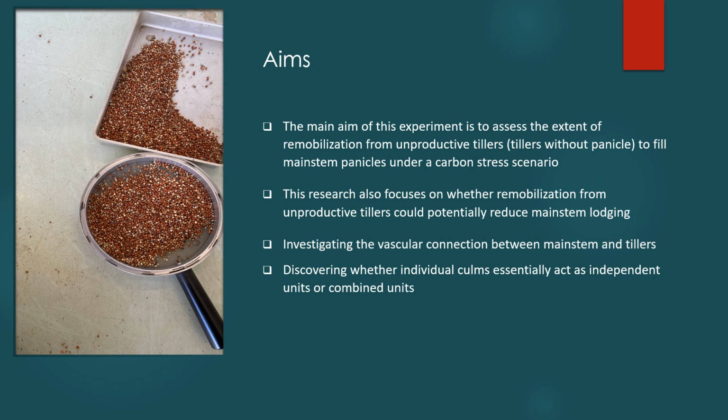The main aim of this experiment is to assess the extent of remobilization from unproductive tillers without panicle to fill main stem panicles under a carbon stress scenario. This research also focuses on whether remobilization from unproductive tillers could potentially reduce main stem lodging. Through this experiment, it will be evidenced whether there is a vascular connection between main stem and tillers, which leads to the result of whether individual culms essentially act as independent units or a combined unit.